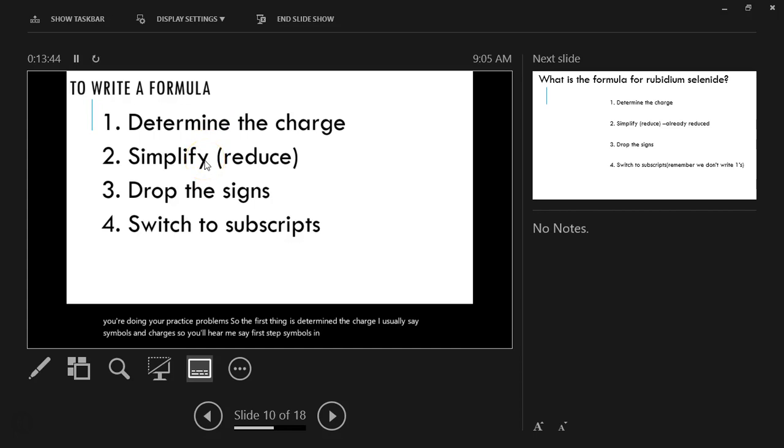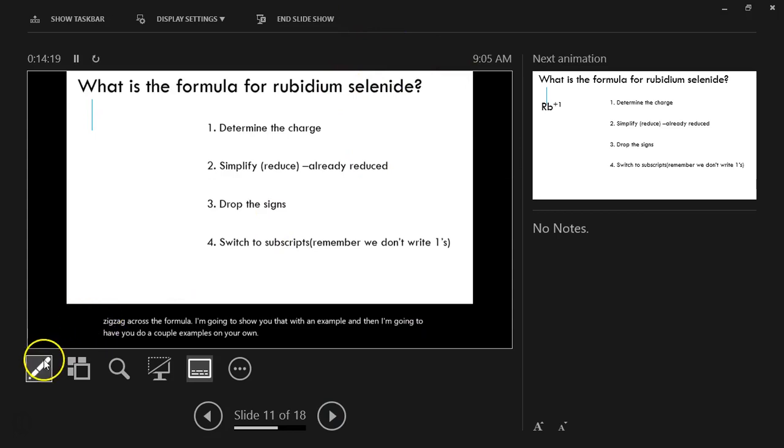Second step, reduce if you can. So if your symbols and charges can be reduced, you will do that. Then drop the signs. Make sure you never have positive or negative numbers in your formulas. And then switch to subscripts. You're going to put the two superscripted charges down to the bottom as subscripts, and you're going to switch them. They're going to zigzag across the formula. I'm going to show you that with an example, and then I'm going to have you do a couple examples on your own. All right, so we've got rubidium selenide.